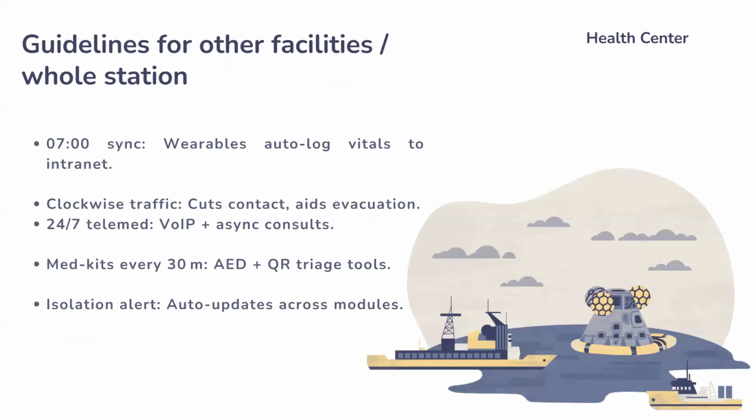Then the guidelines for the other facilities or for the whole station. First of all, we start with the sync at 7 o'clock: wearable auto logs, vitals, and intranet, which are automatically synchronized across the module via the internal intranet. Then comes the mobility flow through the station, where personnel will follow a clockwise-only traffic pattern when moving between the modules.